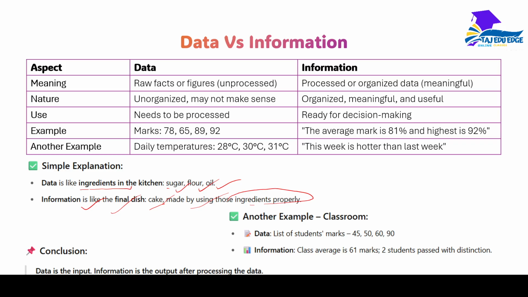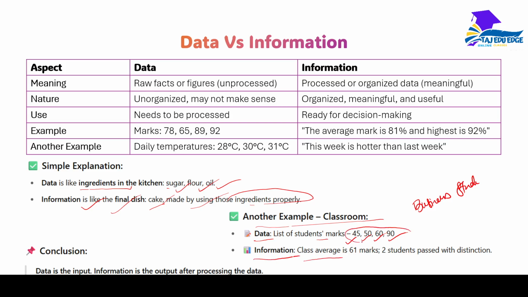If I take another example of a classroom, you can see here the data of list of students' marks. Let's assume that in a subject business studies in your PUC, you have got 45, your friend has got 50, other friend has got 60, another one has got 90. So these are the list of marks of the students. What can be the information? The class average.